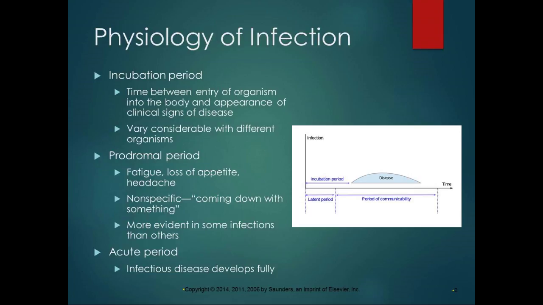So the prodromal period is the early symptom stage. That's the I'm coming down with something stage. Fatigue, loss of appetite, sort of non-specific symptoms. The prodromal period may be more evident in some infections than others. Some infections are insidious and have a prolonged or gradual prodromal period, and with some, the clinical signs appear quickly. Once the clinical signs appear, that's considered the acute period. So the infectious disease has fully developed at that point.